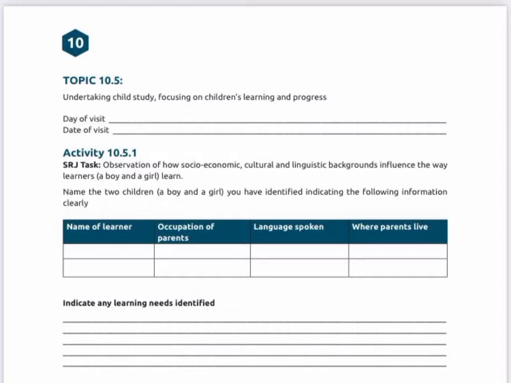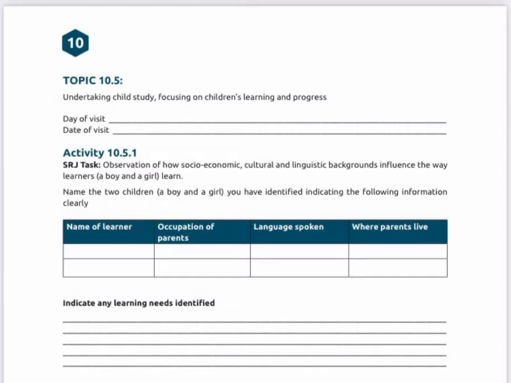But in writing your report, you would have to provide more information about the kids. So you can provide the age of the student, the language spoken by the students as well as the parents, the occupation, where they live, and the learning style of the child. They are all important and they would have to come in your report.